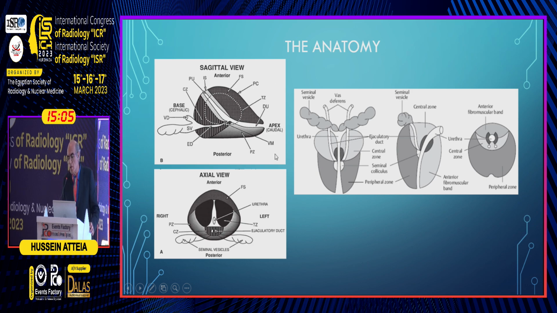Same thing, you have it here in the coronal plane. You cannot see the coronal plane by transrectal ultrasound. You use MRI. The MRI gives you a picture like that: two seminal vesicles, two ejaculatory ducts, the vas deferens, the ductus deferens, and the peripheral and the anterior zone in the coronal plane. You see only the sagittal and the axial plane.